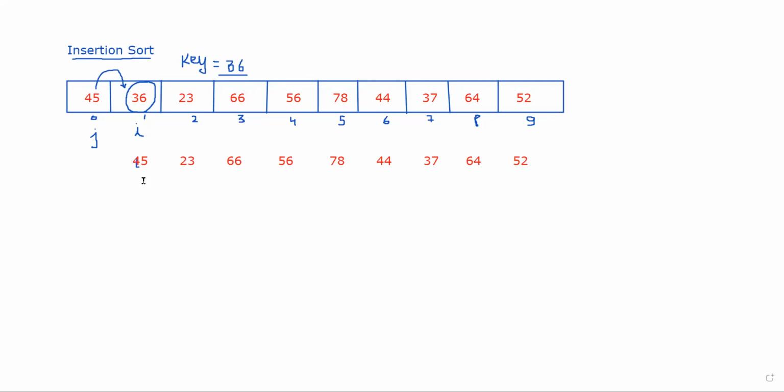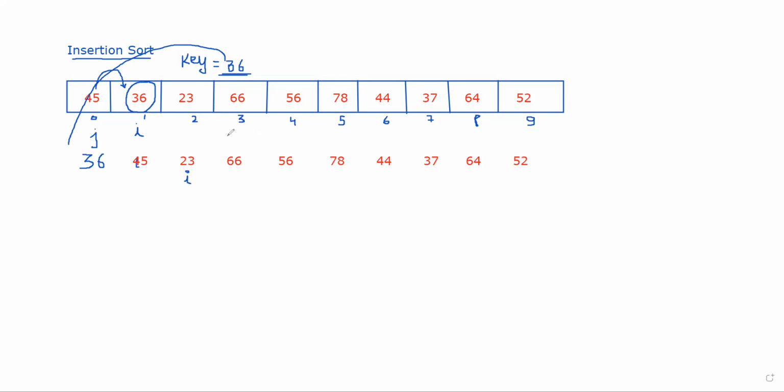So what you have to understand is that ultimately I have shifted this 45 to the 36 place, and then I will place the key value at the first position, because before 45 there is no value. Fine. Now again I will do the same task. Now instead of pointing i to the first position, I will point i to the 23 position. So here is my i now.